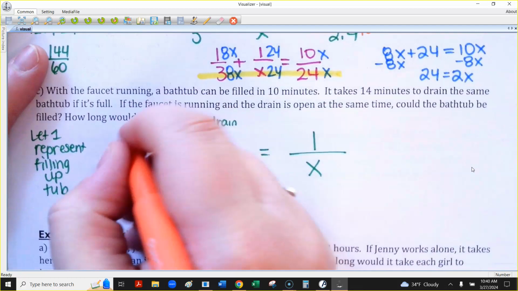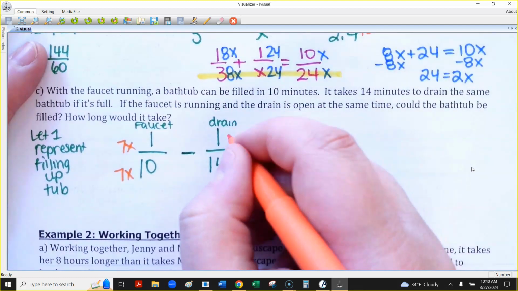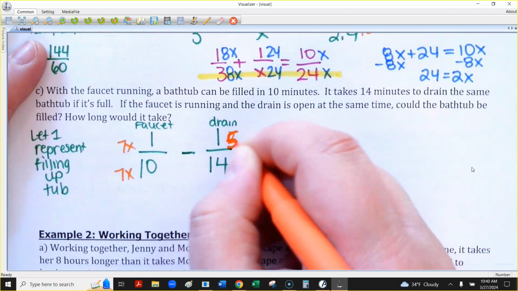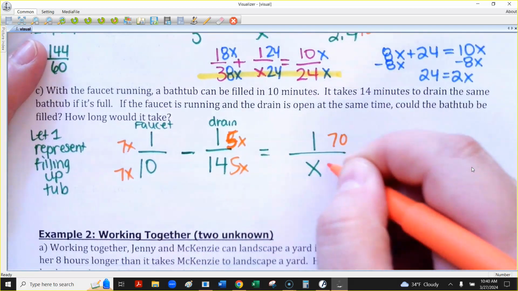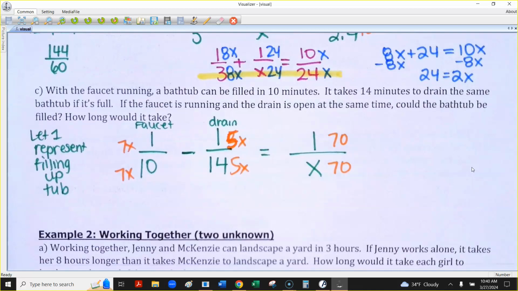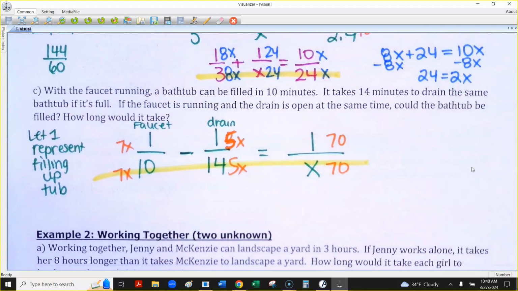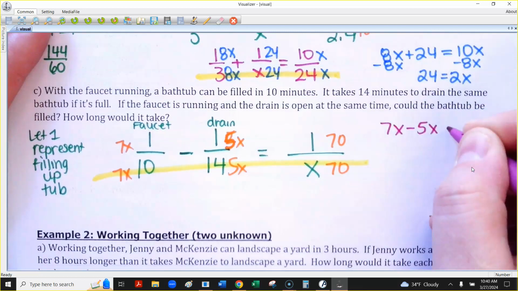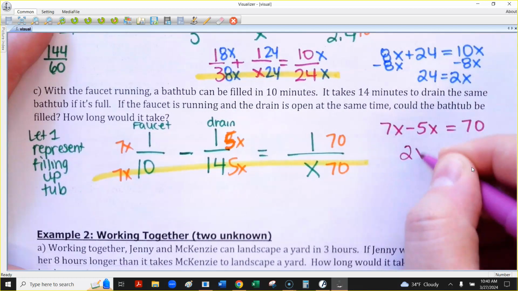You need an x. So I'm going to do top and bottom by 7x and top and bottom here by 5x. And then I have the x, so I'm going to use 70. 14 and 10 both go into 70. All right, once you match those up, we're just going to cross that denominator out. Don't even worry about it. And we're going to solve 7x minus 5x equals 70. All right, so this would be 2x equals 70.